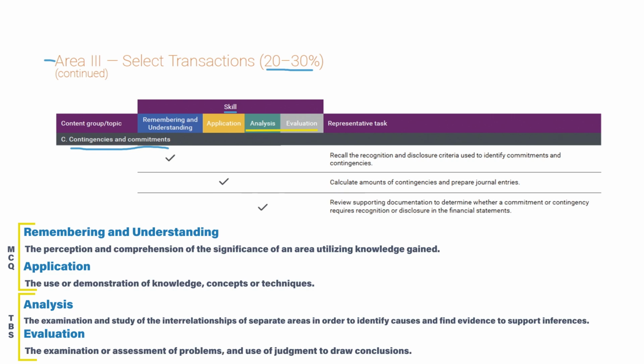So we can see that we need to know how to calculate the amounts of contingencies and prepare journal entries, and we should be able to apply this information. But if we look at the task of recall the recognition and disclosure criteria used to identify commitments and contingencies, we only need to know it at a very basic level.